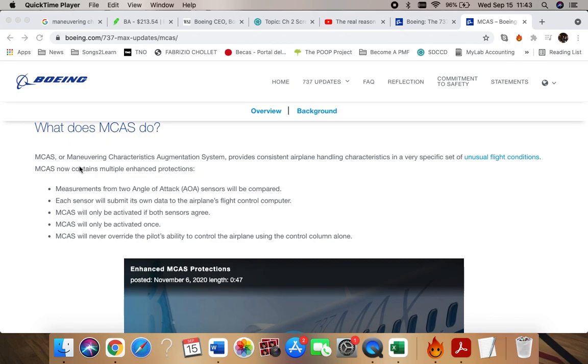MCAS, the Maneuvering Characteristics Augmentation System, was developed by the company Boeing. I find this innovation very interesting because it was built for unusual flight conditions.